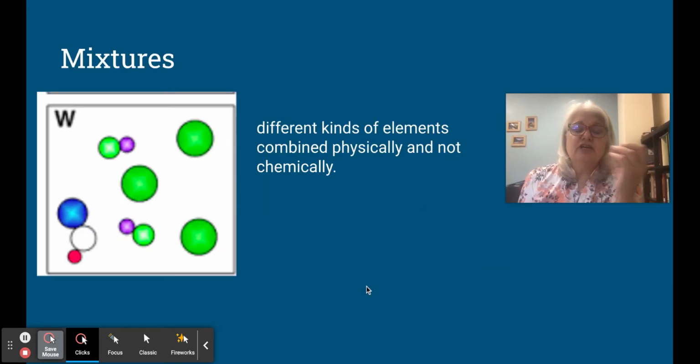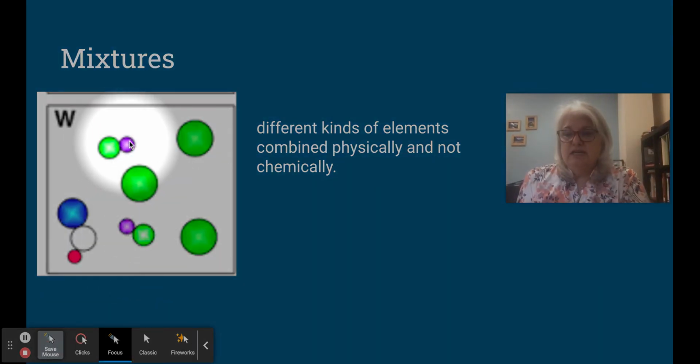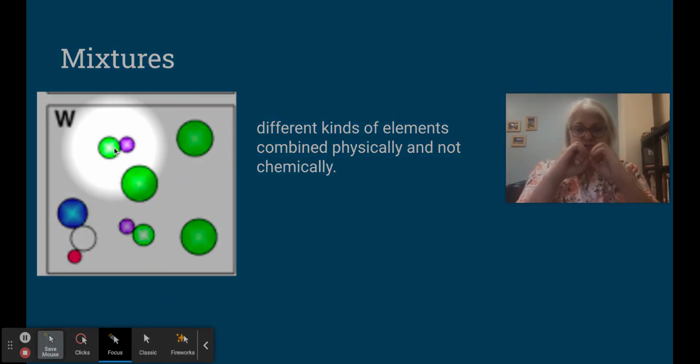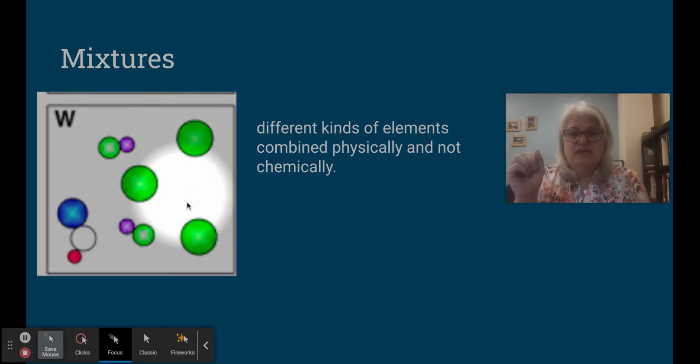Different kinds of elements combine physically, but not chemically. If you remember with compounds, this one right here is a compound. If you notice, the circles touch, right? They're chemically combined. It would take a lot to separate them. Versus the green circles, I could separate those from this mixture pretty easily, but not these two.